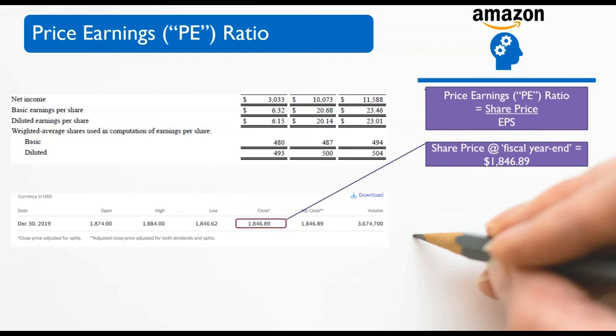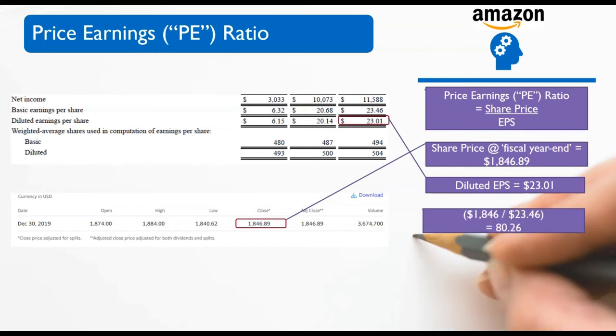Using Amazon as an example, we notice that at year end, it closed at $1,846.89. And then here we can locate its diluted earnings per share amount of $23.01 per share. Now, when you take that share price over its diluted EPS, we come up with a PE ratio of 80.26 for Amazon.